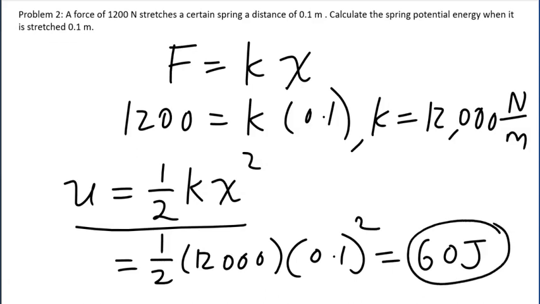If the spring were to compress by the same amount, then the spring potential energy would still be 60 joules, because in both cases, the change in length is still 0.1 meter.